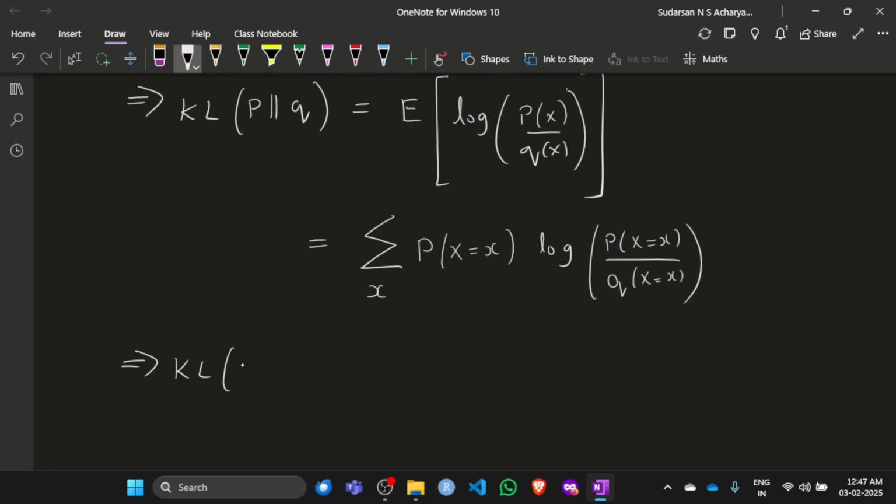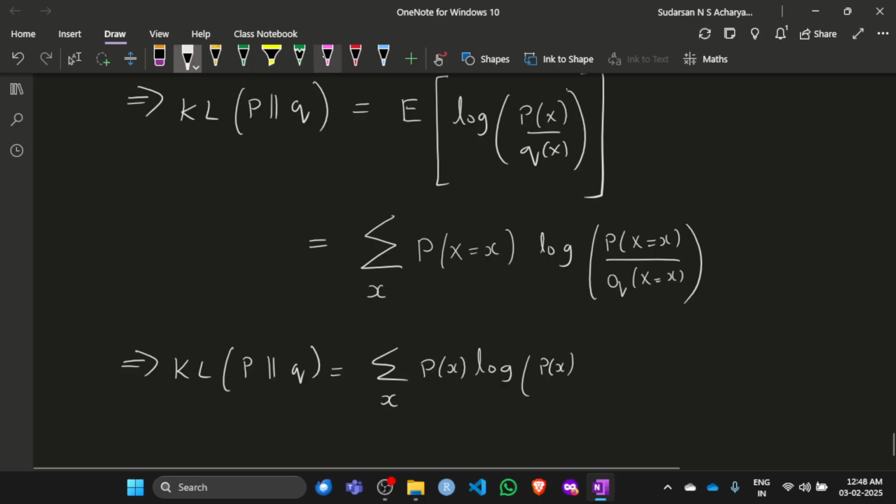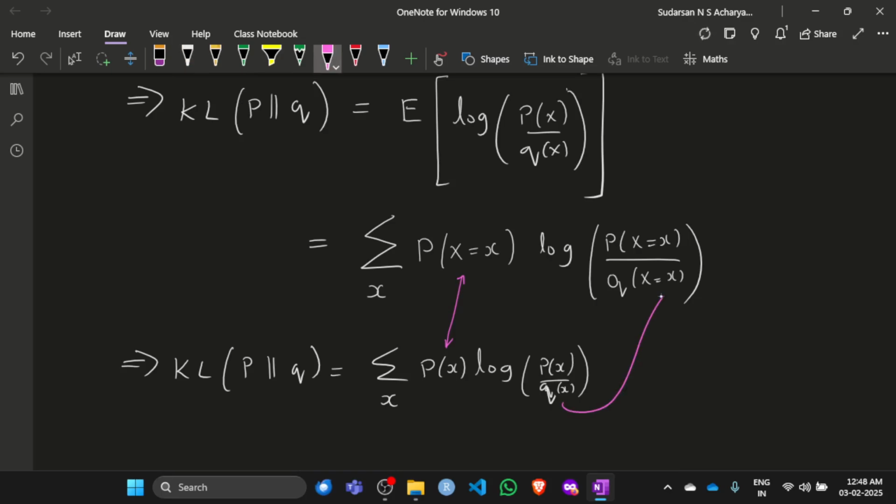The KL divergence between two distributions P and Q is the summation over all possible values of x, P of x log P of x over Q of x. So P of little x is basically the probability that the random variable capital X takes a value little x. Now what is Q of x? Well, it's the probability that the random variable takes the value little x, but according to your friend's distribution, right? So this is according to your friend's distribution.